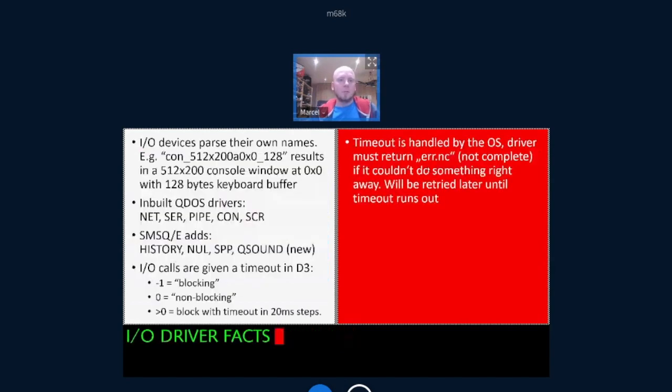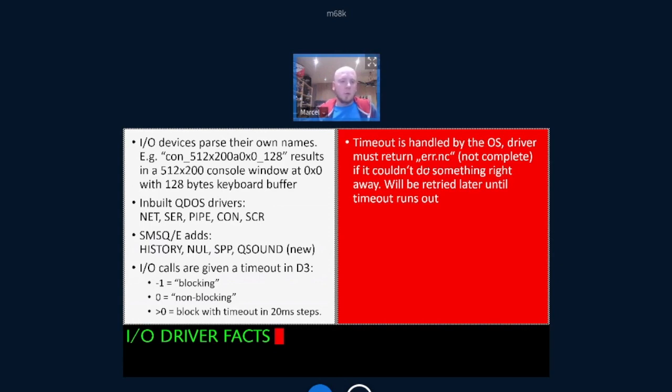Okay, I/O drivers. I/O drivers parse their own names. So this example here is CON, a console driver. It opens a window 512 by 200 pixels at the upper left origin, and a 128 byte keyboard buffer, for example.